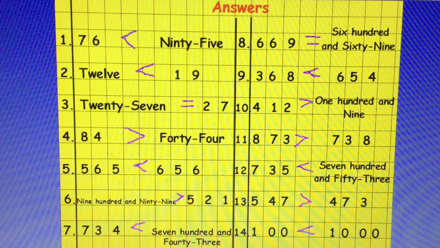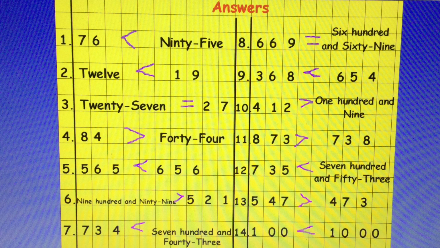Here are the answers. Number 1, 76 is less than 95, 12 is less than 19, 27 equals 27, 84 is more than 44, 565 is less than 656, 999 is more than 521, 734 is less than 743.